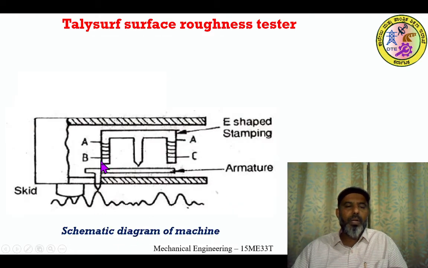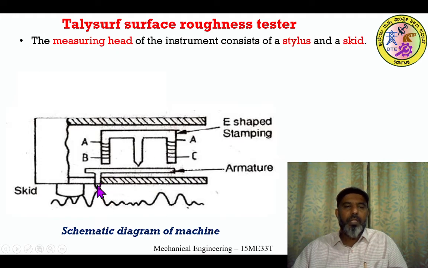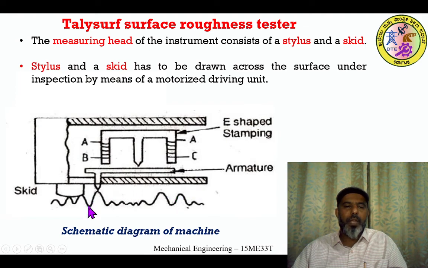Now let us look into the schematic diagram of the machine. Here, this is the stylus. Actually, the measuring head of the instrument mainly consists of a stylus and a skid. This is the stylus and this is the skid. The skid is also known as shoe. The skid guides the stylus, and this stylus and the skid are made to be drawn across the job under inspection, or the surface or workpiece under inspection, by means of a motorized driving unit.